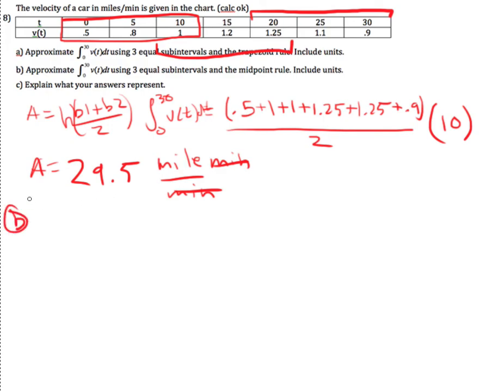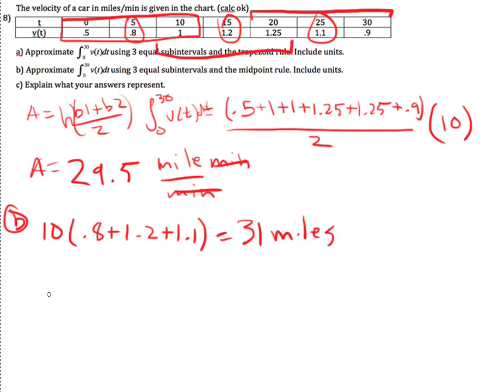All right, part B, same thing, except midpoint rule. So again, same intervals, but now we're just going to be looking at the midpoints. So midpoint rule says just base times height. This time, again, our bases for each of them is going to be 10. So just add your heights. Our heights are 0.8 plus 1.2 plus 1.1. Add all of that up and you will get 31. And again, same units. We're going to have miles.